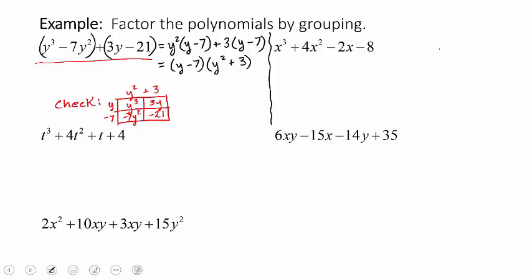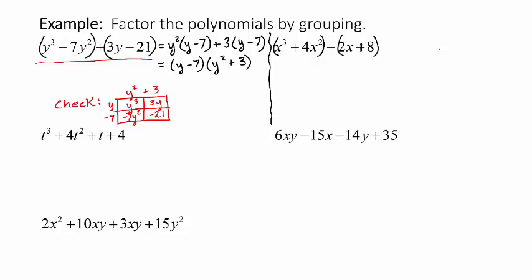Again, always look for a GCF among all four terms, but there isn't one in this case, right? The last term doesn't have a variable, and the first term doesn't have a number, so we can't do that. But we can group the first two terms, x cubed plus 4x squared, and we can group the last two terms. Now, be careful. If you're subtracting that 2x and I put parentheses around those last two terms, you have to think about that negative as being distributed through those last two terms.